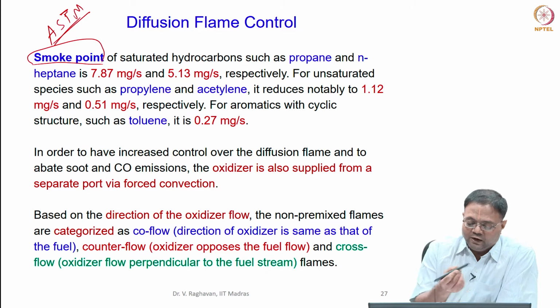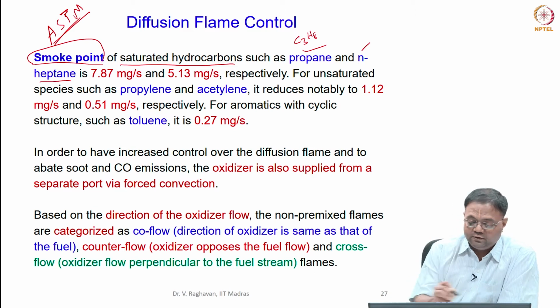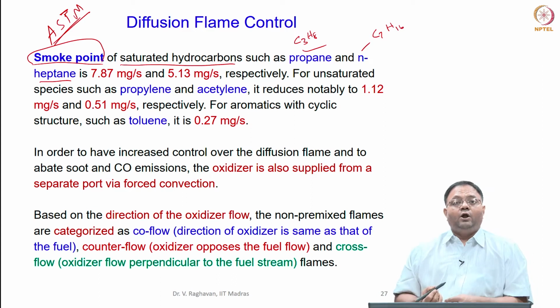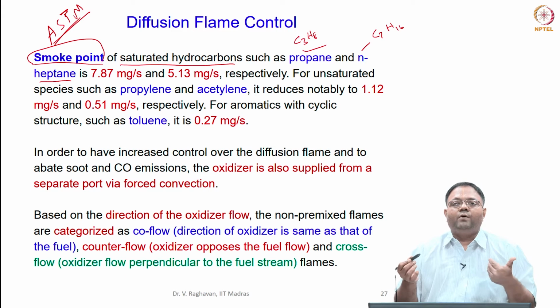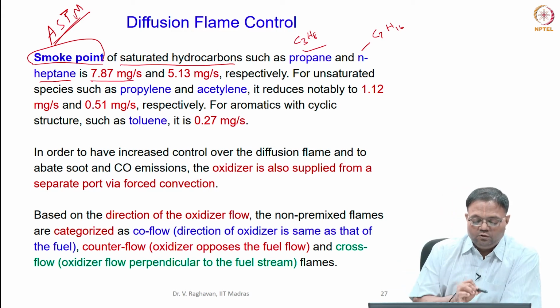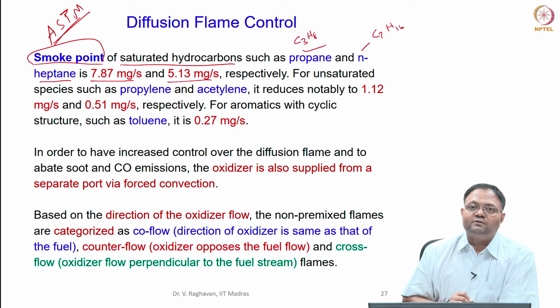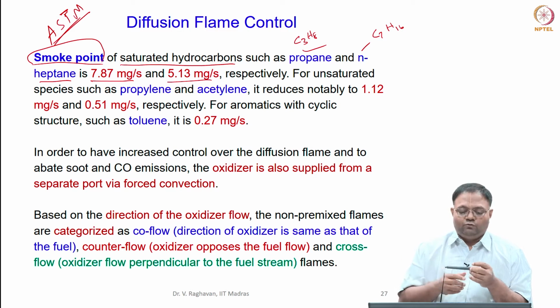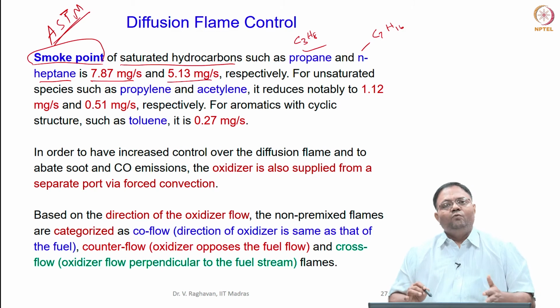Okay. Now let us take saturated hydrocarbons, say propane, heptane, okay, n-heptane. Now for saturated hydrocarbons, you need higher flow rates to form the smoke. 7.87 milligram per second, 5.13 milligram per second. Normally in small burners we use kg per hour, but here the flow rate is given in milligram per second. So this is somewhat higher. Why do I say this is higher?